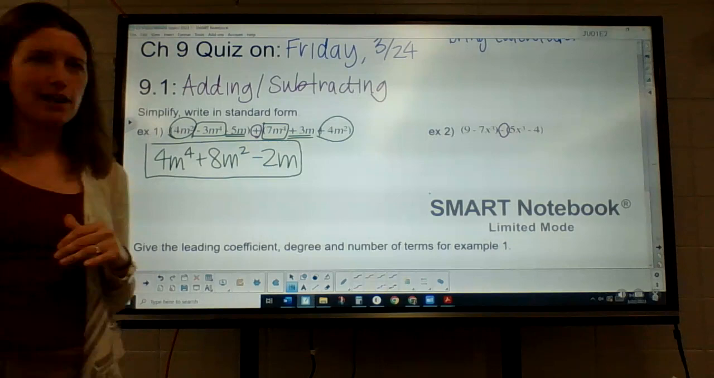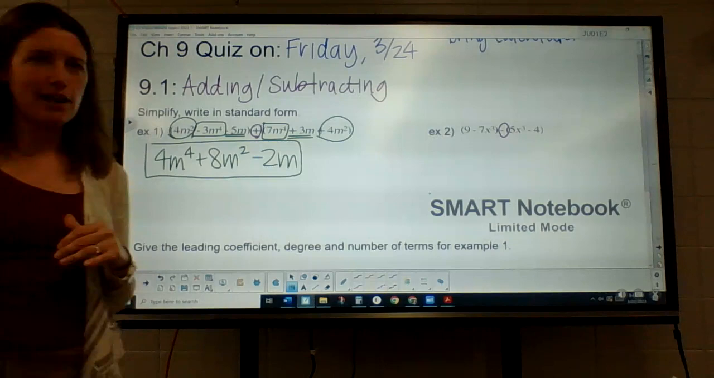How about the degree? Anyone remember what that was? It's the highest exponent. So what is it in this case? Also 4, but a different 4 here. So also 4. And I will ask you guys to do something like this on the test or the quiz, whatever you want to call it.